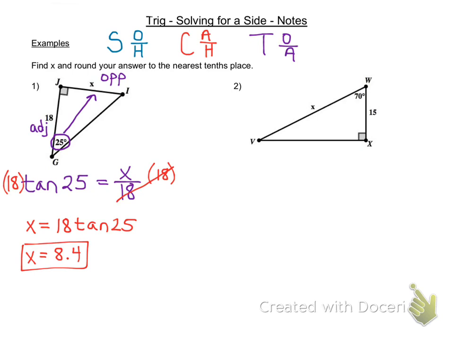Okay, let's try number 2. From my angle, I'm going to label my two sides that are given. So I have the hypotenuse and I have my adjacent side. Therefore, I'm going to be able to use cosine. So I'm going to write my equation, cosine of the angle, which is 70, equals adjacent, which is 15, over the hypotenuse, which is x.